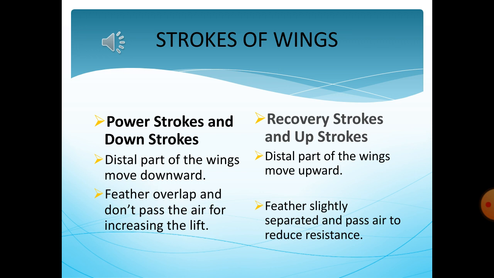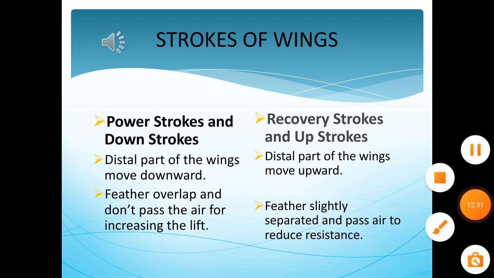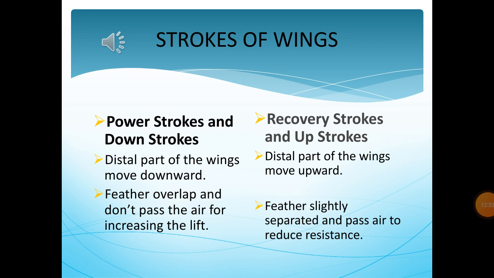What is the difference between power stroke and recovery stroke? In power stroke, the distal part of the wing moves downward, but in recovery stroke, the distal part of the wing moves slightly upward. In power stroke, feathers overlap and do not let the air pass. But in recovery stroke, bird feathers slightly separate and pass air.